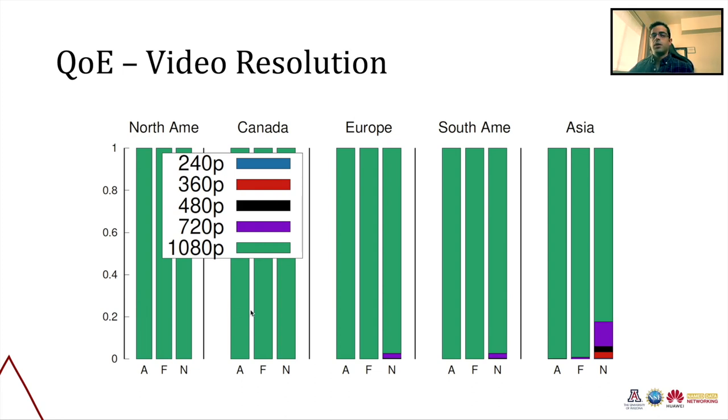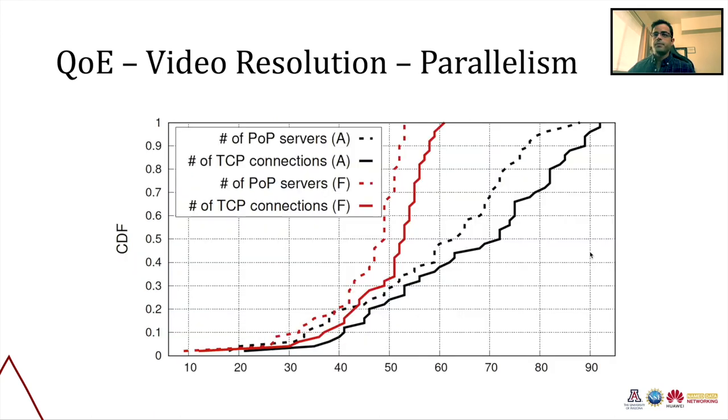the end users are. But for NDN, increasing the geographical distance between the end users and the video server, which is located in Arizona, directly affects the video resolution that the end users experience. For example, there is a noticeable video resolution gap between the Canadian end users and Asian end users. And the question is why?